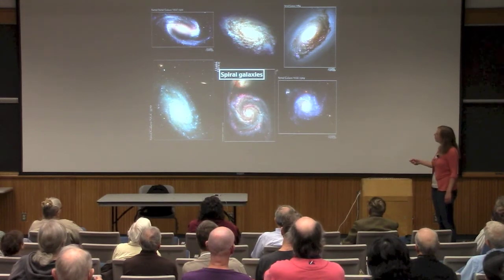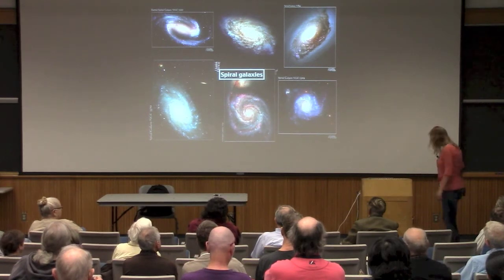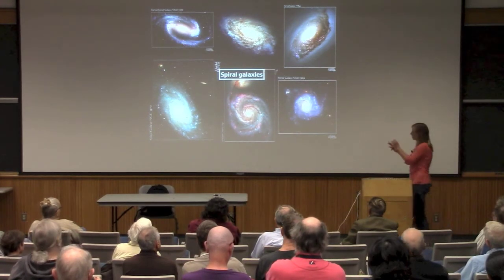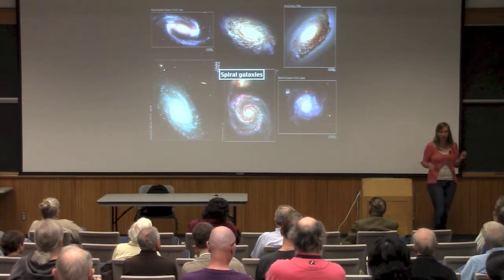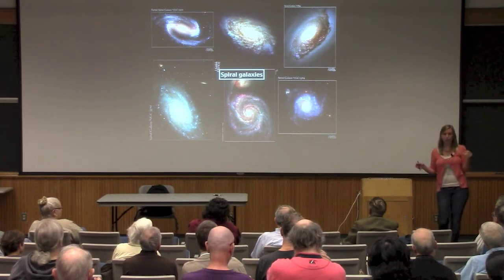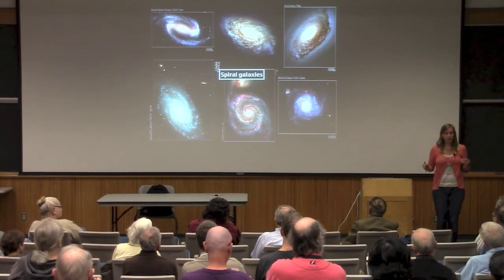Some of them have more of a bar-like structure, but all of them have spiral arms, all of them look sort of bluish, and all of them have a bulgy structure in the center, although how big that is is different for each of the spiral galaxies. So why are these systems blue? Well, they're blue because they're still forming new stars.